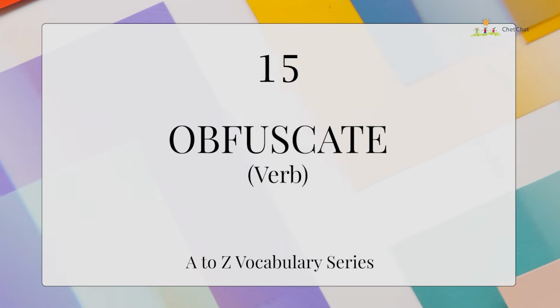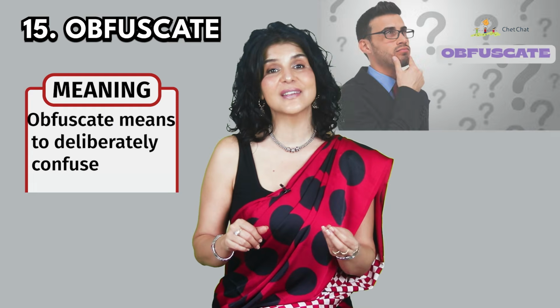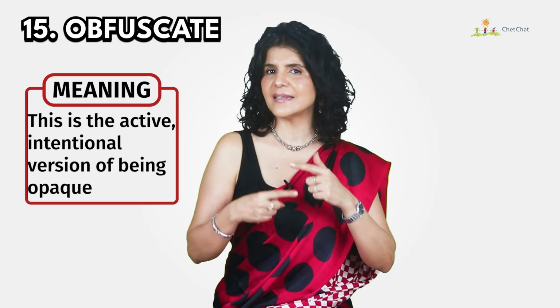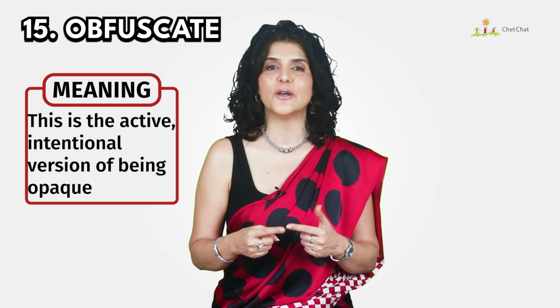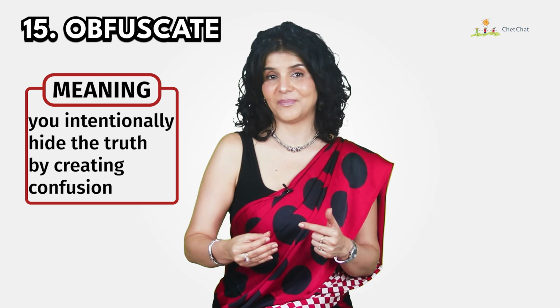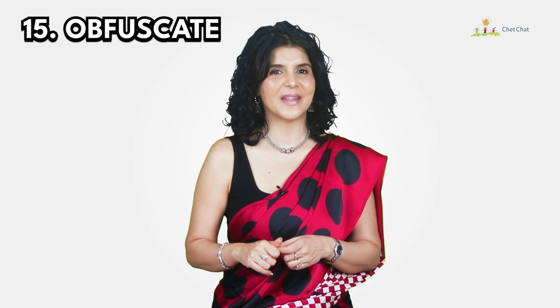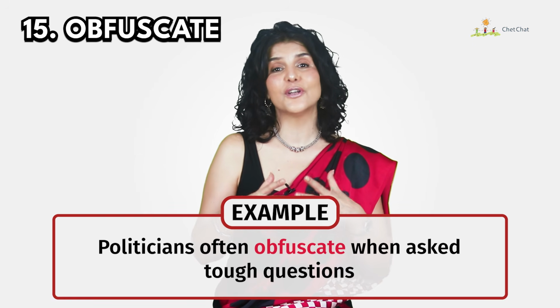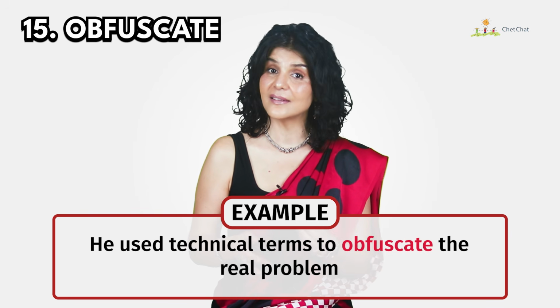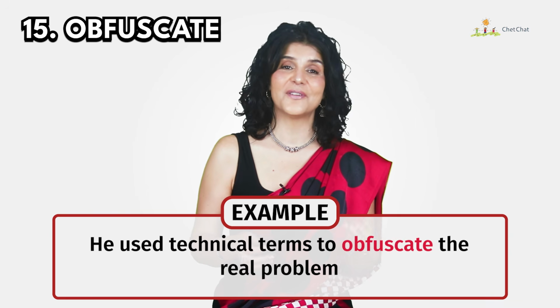The next word is obfuscate. Obfuscate means to deliberately confuse. This is the active, intentional version of being opaque. You're not just unclear, you intentionally hide the truth by creating confusion. Politicians love this one. Example, politicians often obfuscate when asked tough questions. He used technical terms to obfuscate the real problem.